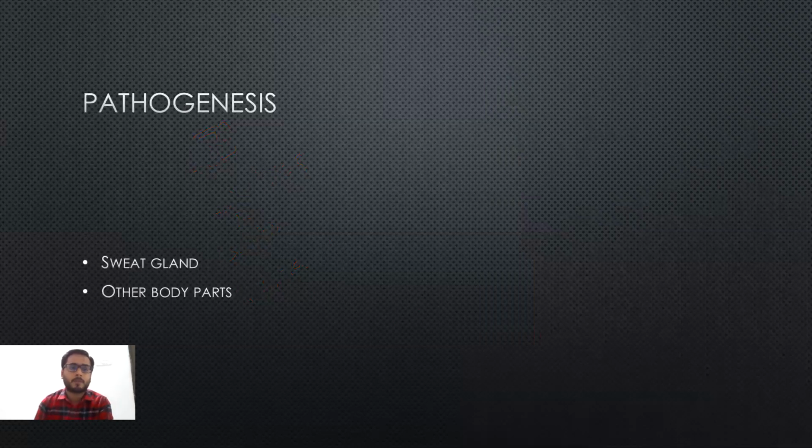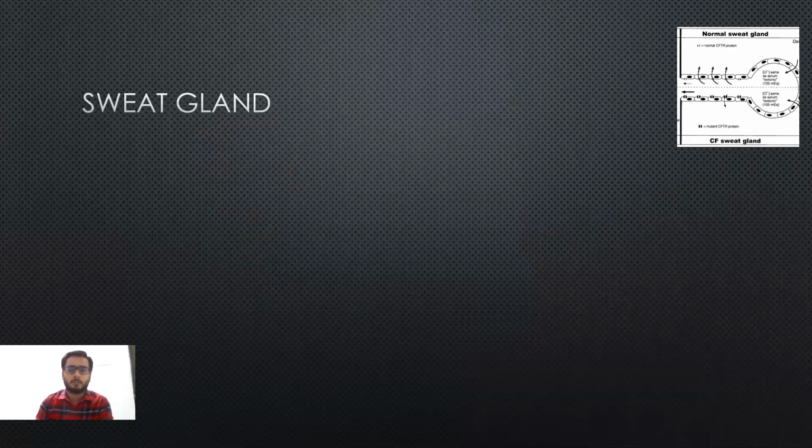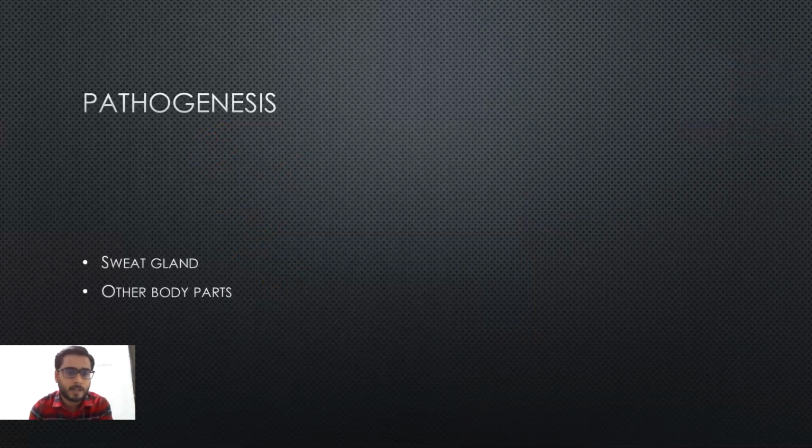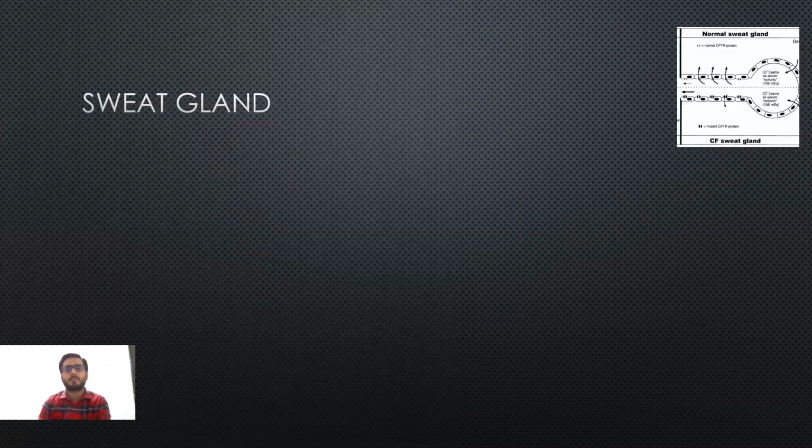Next is the pathogenesis. This pathogenesis is very important to understand, both from the point of view of treating as well as for the competitive point of view. It affects the sweat gland and other body parts. We'll be discussing the pathogenesis of the sweat gland first. So basically, I'll be drawing here.